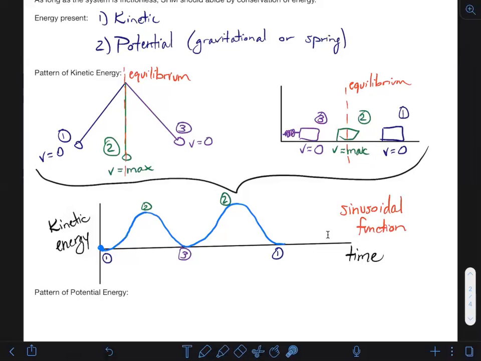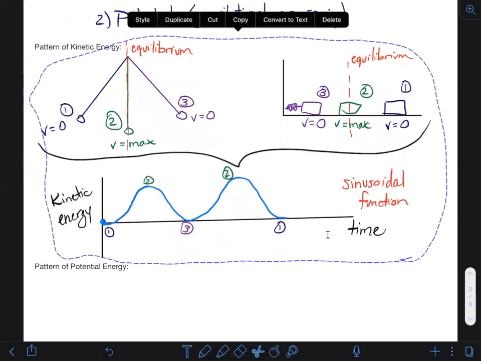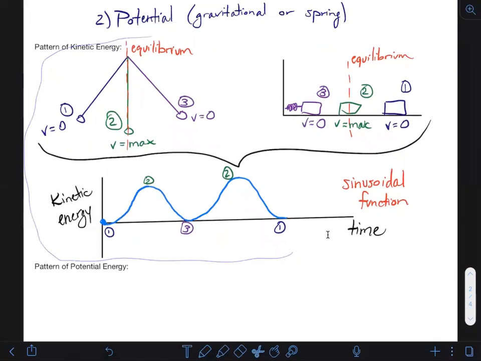Now let's do the same thing, but let's now think about it from the perspective of potential energy. So what I'm going to do is copy this entire thing because I don't want to waste your time. Redrawing it, we're going to end up drawing a very similar situation.